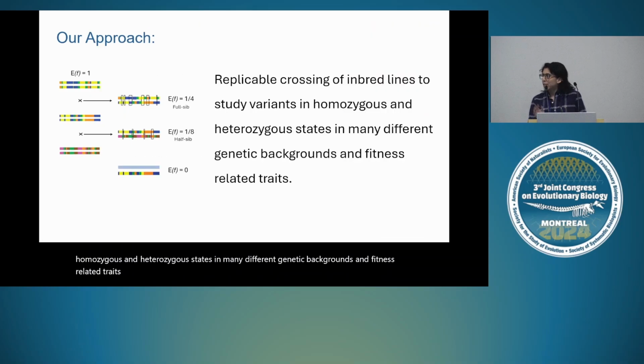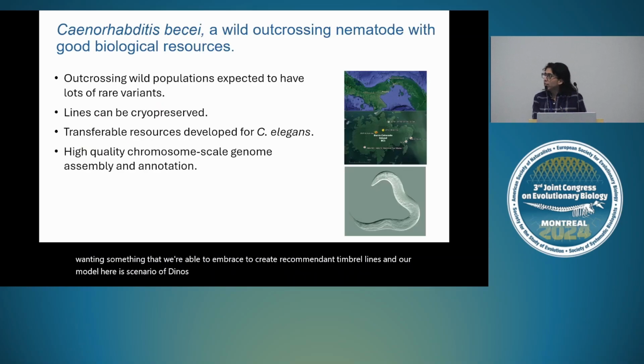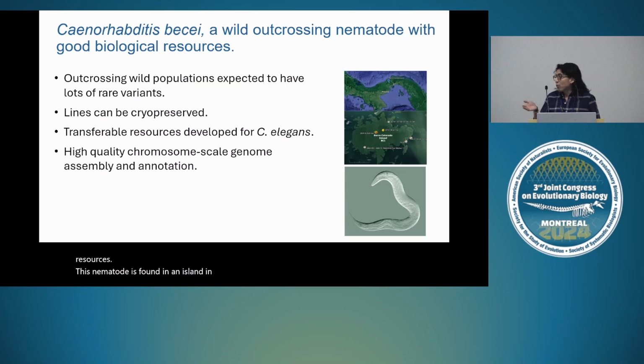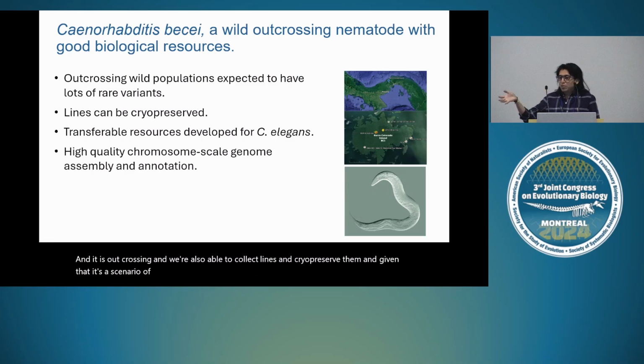So what we want is to have an outcrosser with lots of variants, but we also want something that we're able to inbreed to create recombinant inbred lines. And our model here is Caenorhabditis briggsae, which is a wild outcrossing nematode with good biological resources. This nematode is found on an island in Panama called Barro Colorado Island, and it is outcrossing, and we're also able to collect lines and cryopreserve them. And given that it's a Caenorhabditis, all of the resources that were developed for C. elegans can be used with them.